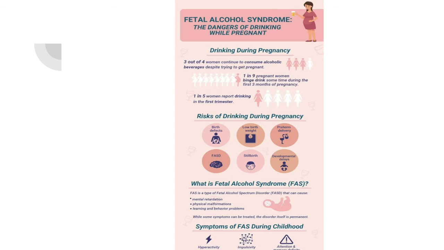The best way to prevent fetal alcohol syndrome is to abstain from alcohol during pregnancy, avoiding the result of a child experiencing the behavioral and motor impairments that come along with the condition.